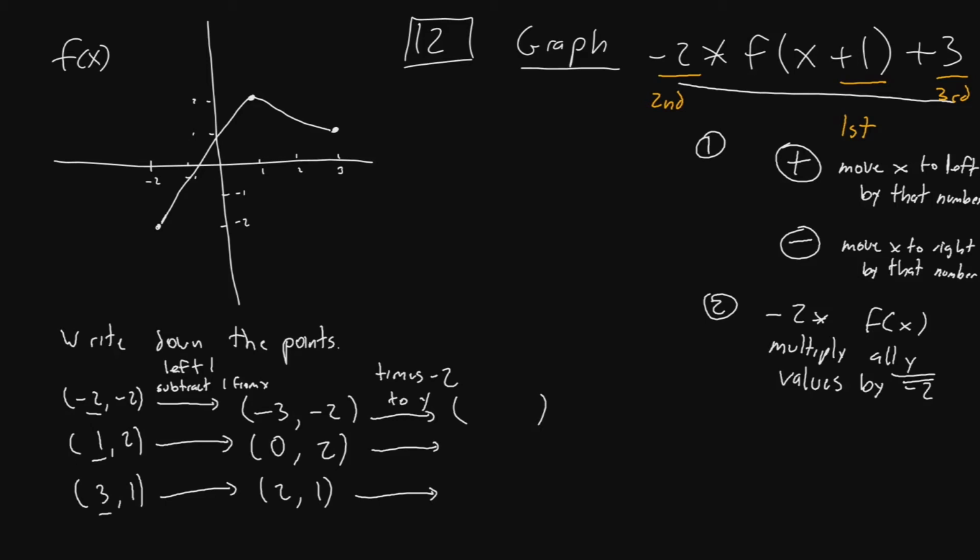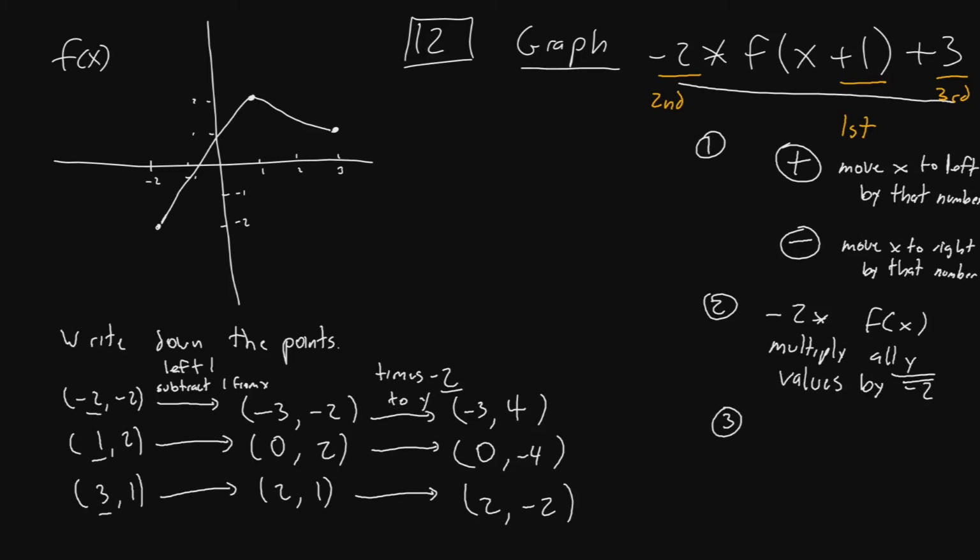So our first point, which was -3, -2, the x doesn't change. It's still -3. But -2 times -2 on the y gives 4. To our second point, we have 0, 2. X does not change, still 0. But 2 times -2 gives -4. And now, for the third point, 2, 1. The 2 does not change, but the 1 times -2 gives -2. That's going to be our second move.